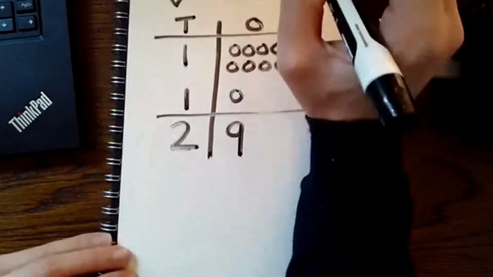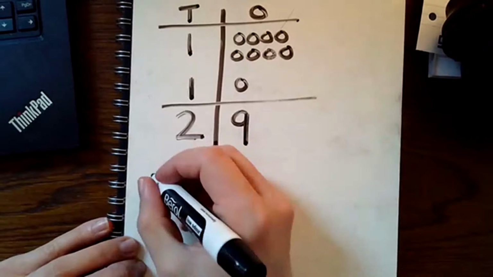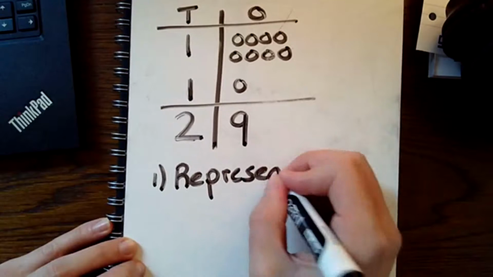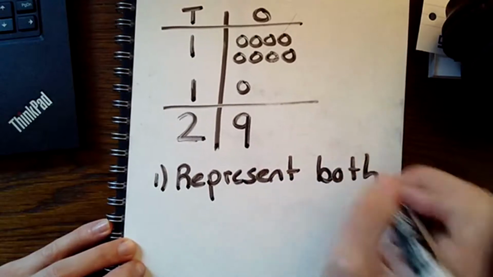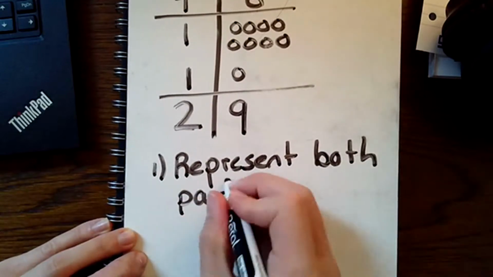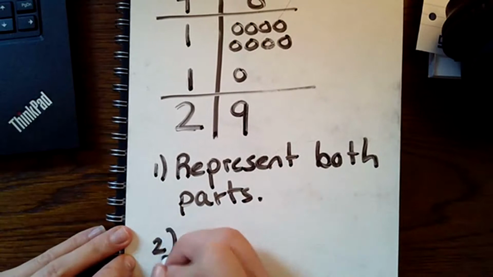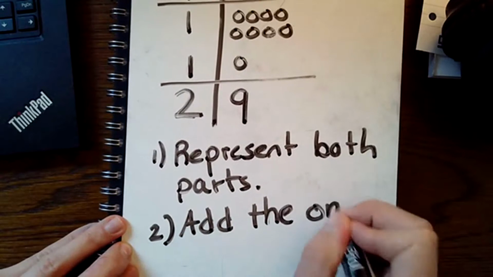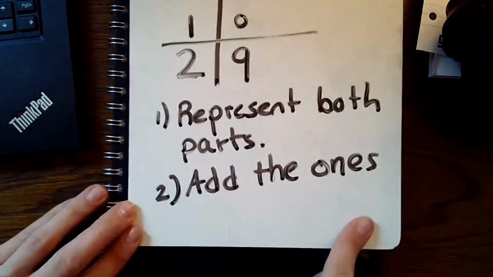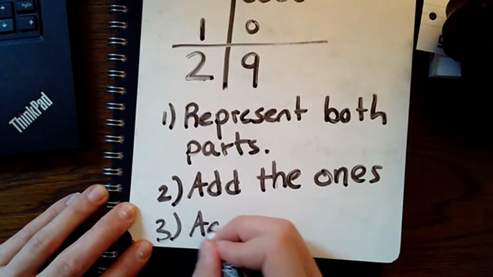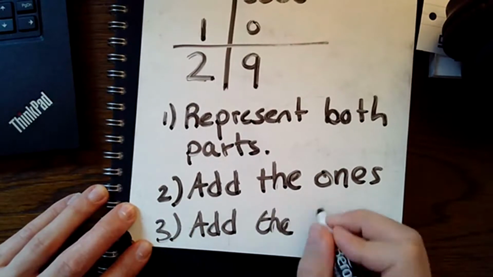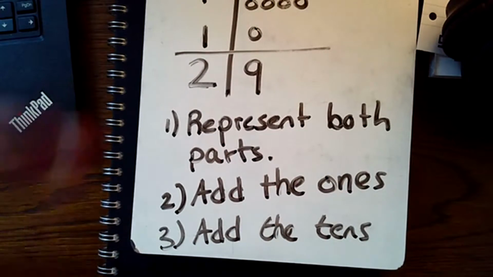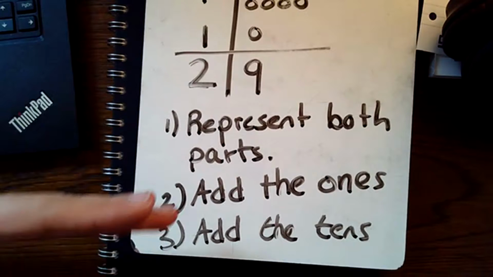So when adding, I need to represent both parts. The second thing to do is add the ones. And then the third thing I need to do is add the tens. And that is how I add 2-digit numbers. So represent both parts, add the ones, add the tens.